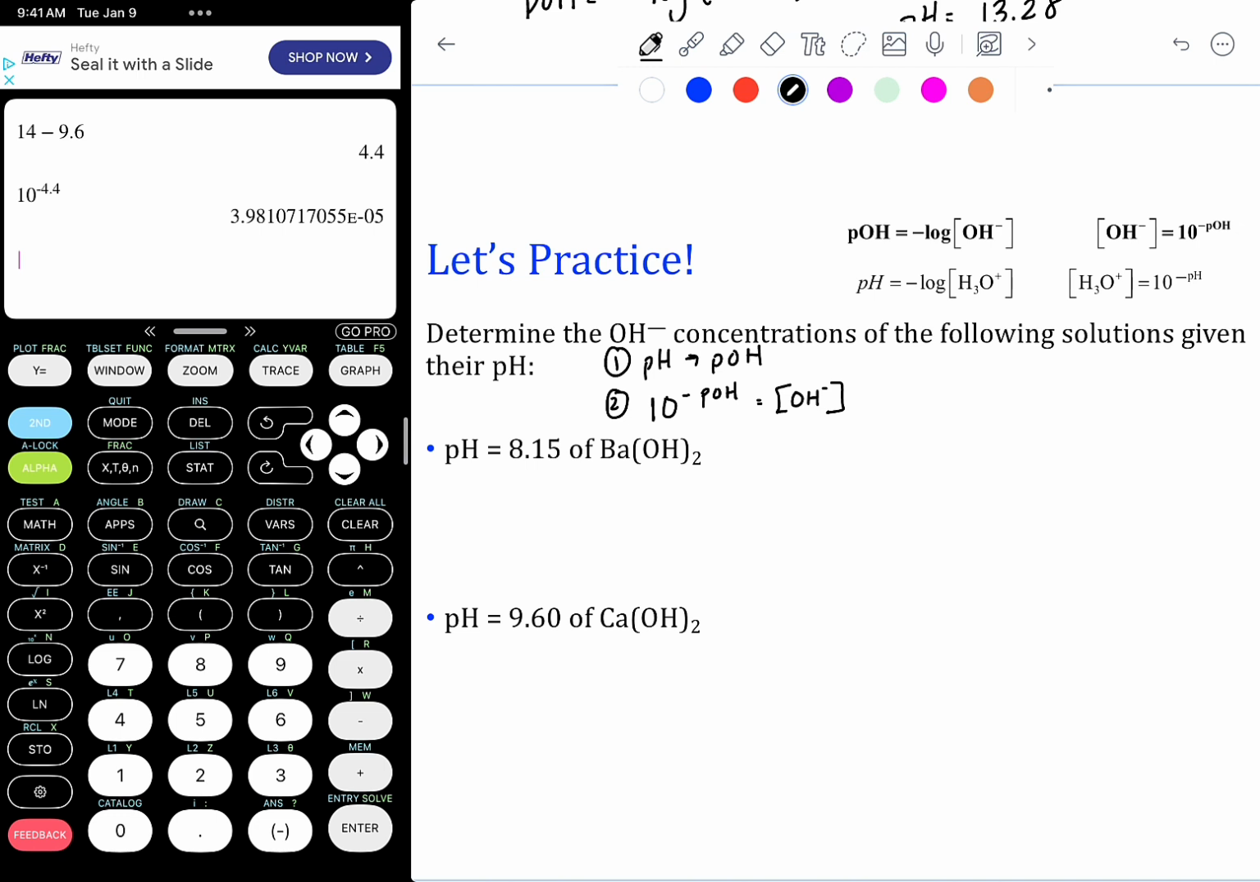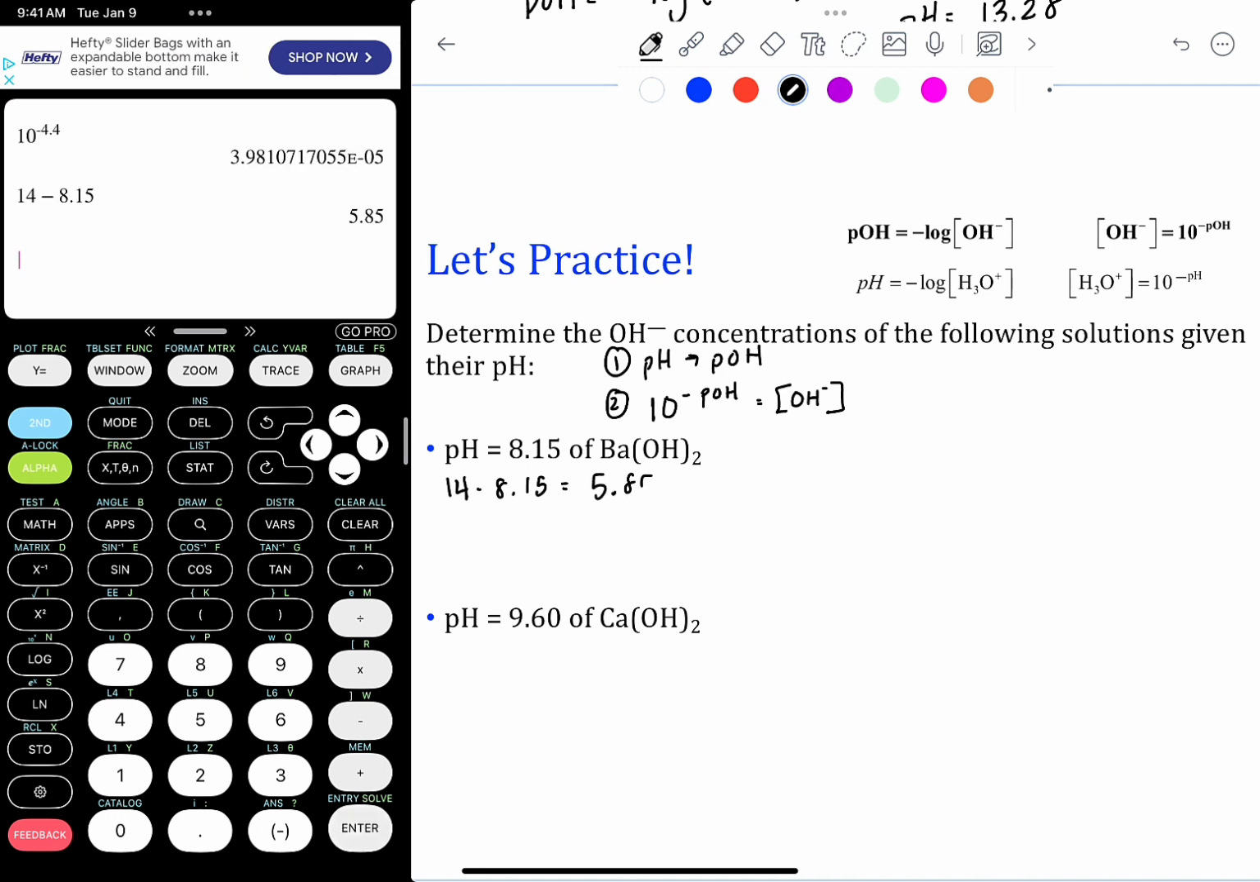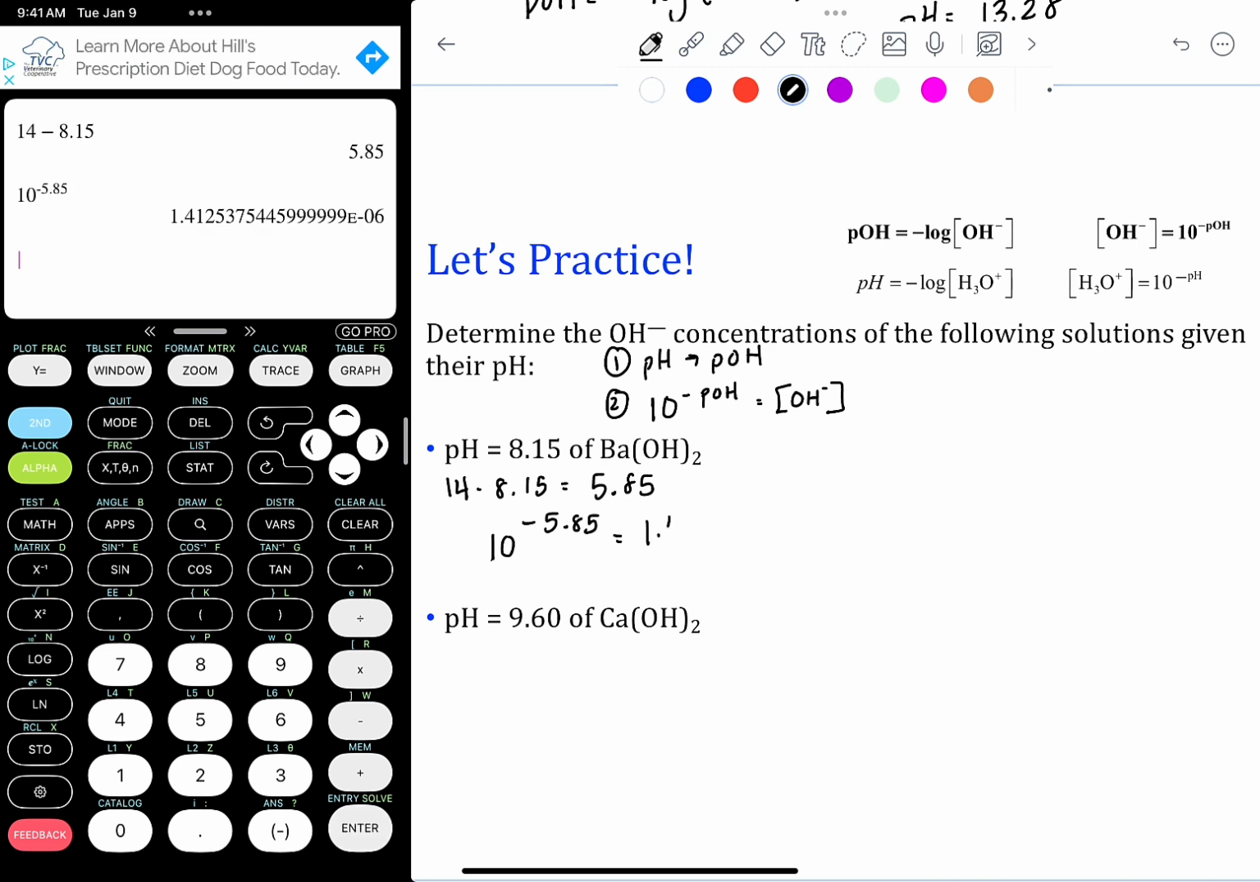So the first thing that we're going to do is do 14 minus that pH. So we do 14 minus 8.15, and we get 5.85 out. And then to find the OH concentration, we're going to do 10 raised to the negative 5.85. So we get 1.41 times 10 to the minus 6, and that is equal to the OH minus concentration.